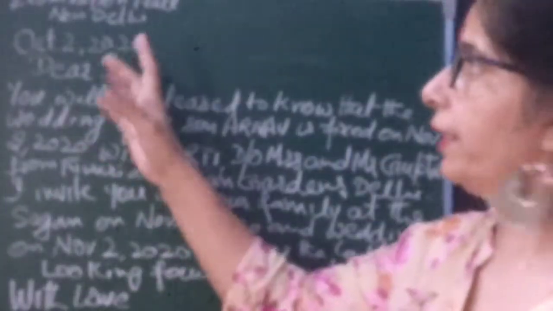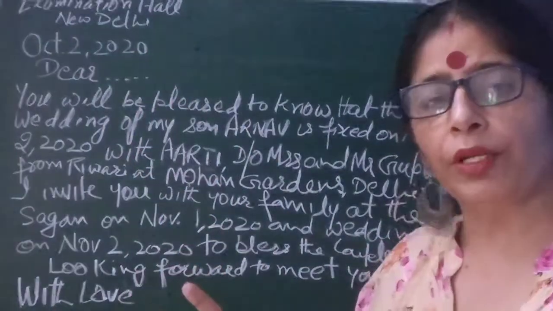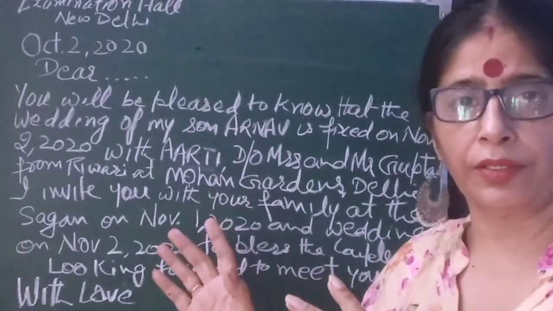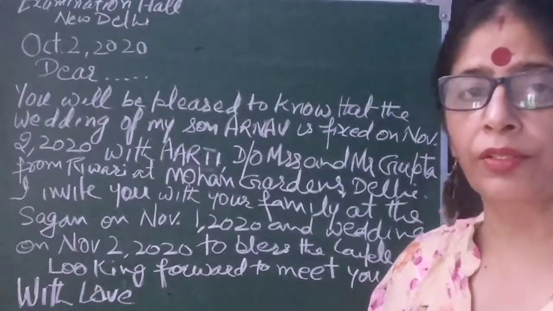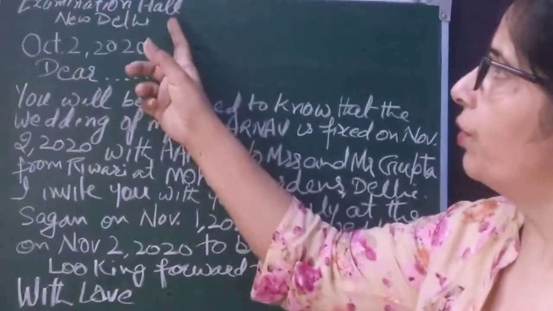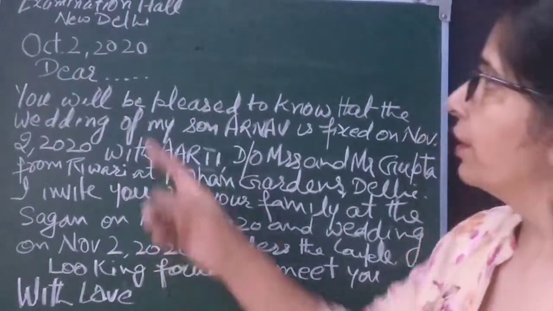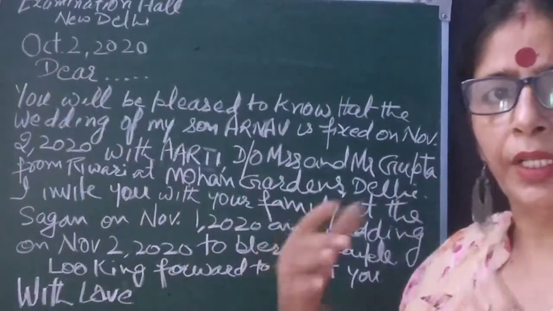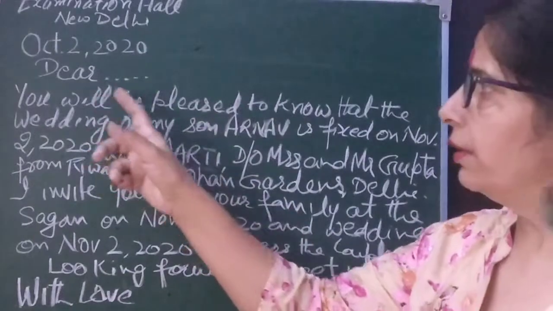So now this is informal invitation. Informal invitation means you are to write it in a letter form. You are to write it the letter way. If the sender's address is given, well and good. If the sender's address is not given, then you can just write Examination Hall, New Delhi, because then it will become the sender's address. Again date, October 2, we are putting today's date, October 2, 2020. Then dear so and so.